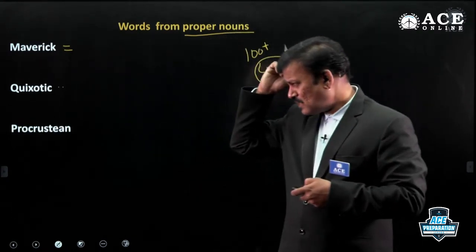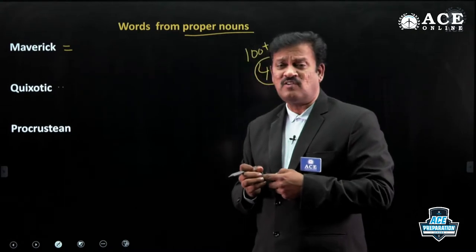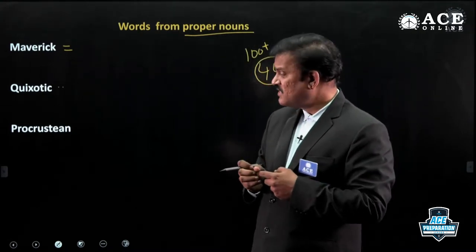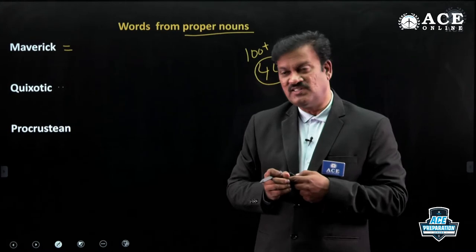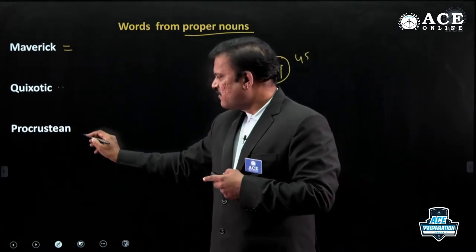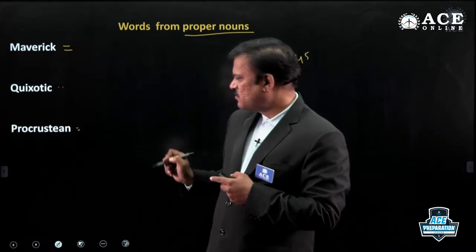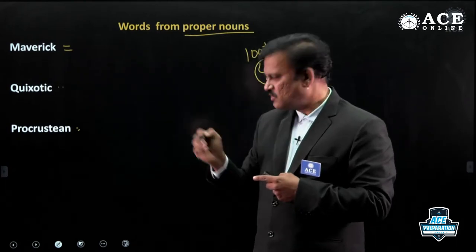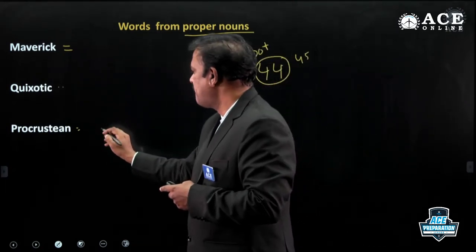Procrustean. Procrustean is again a person's name from mythology. Look at this. If you ask me to give the meaning, I'll give the meaning. Check it out first, then I'll talk about this.